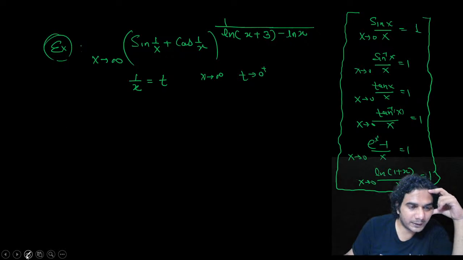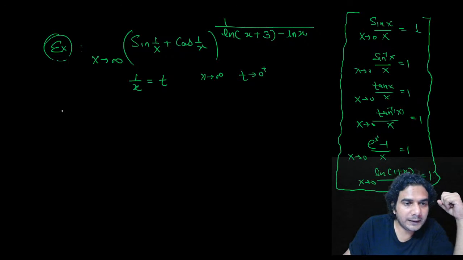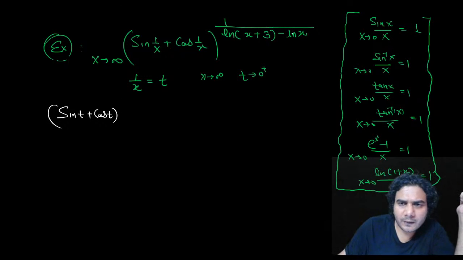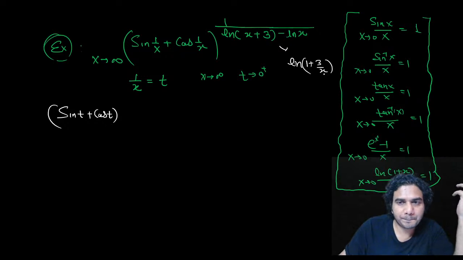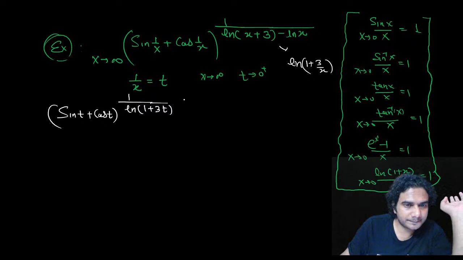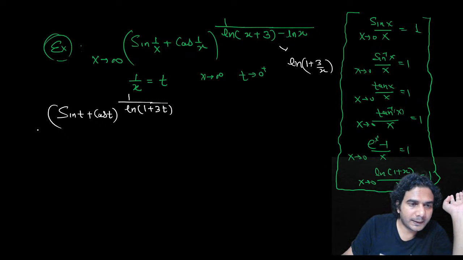So I'll write one step and then let's see if you are able to simplify it. Then this will become sine of t plus cos of t, right? And this numerator will become, see, if you club these two terms, then this is ln of 1 plus 3 upon x, right? ln a minus ln b. So 1 upon x, if you put 1 upon x is equal to t, it is going to be 1 upon ln of 1 plus 3t, all right? Like this. T is approaching to 0.